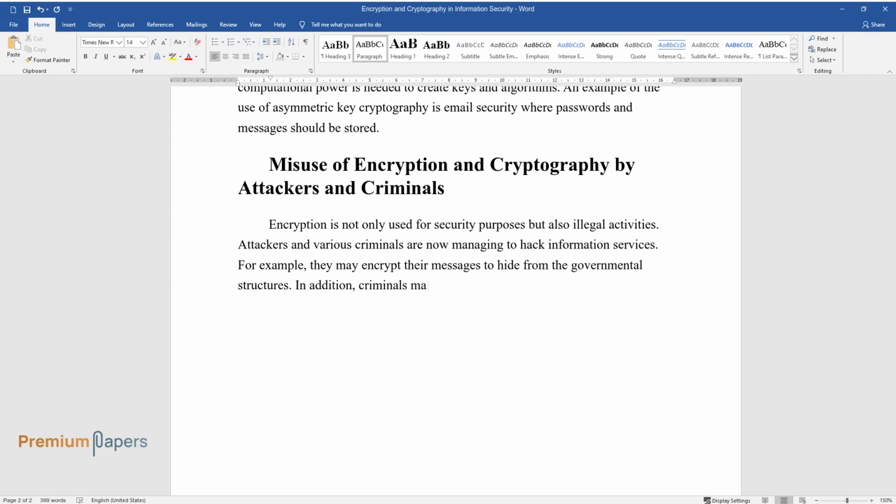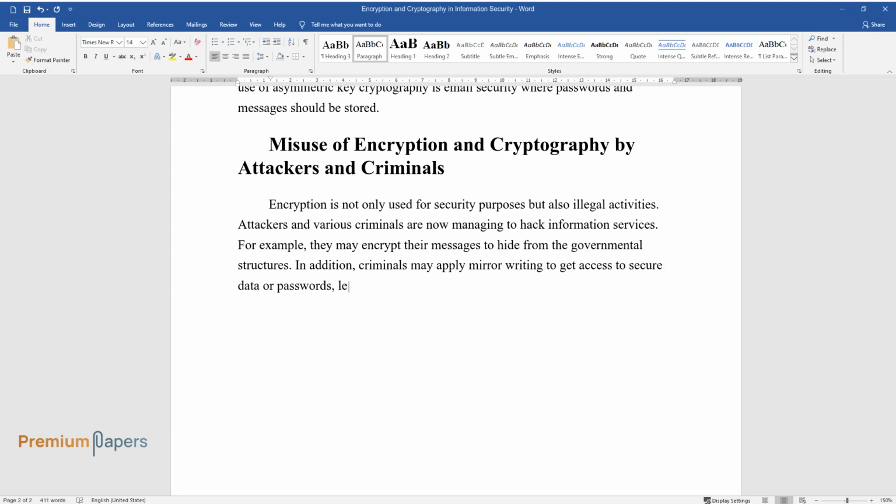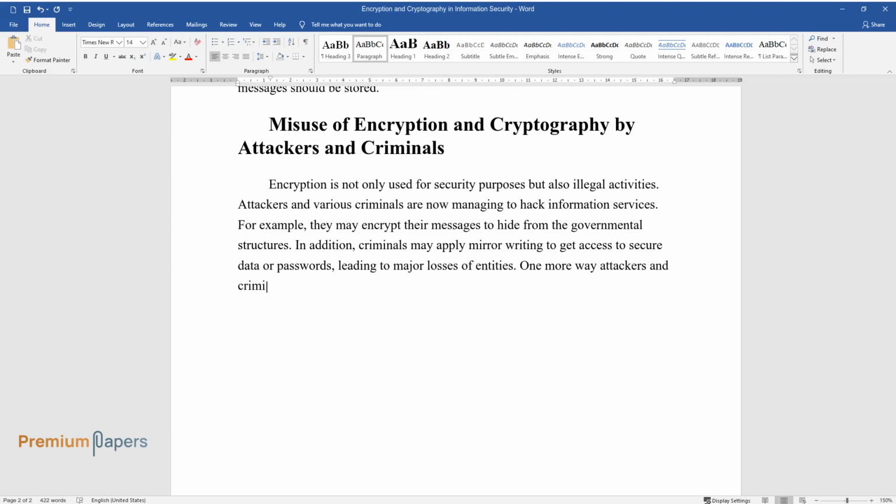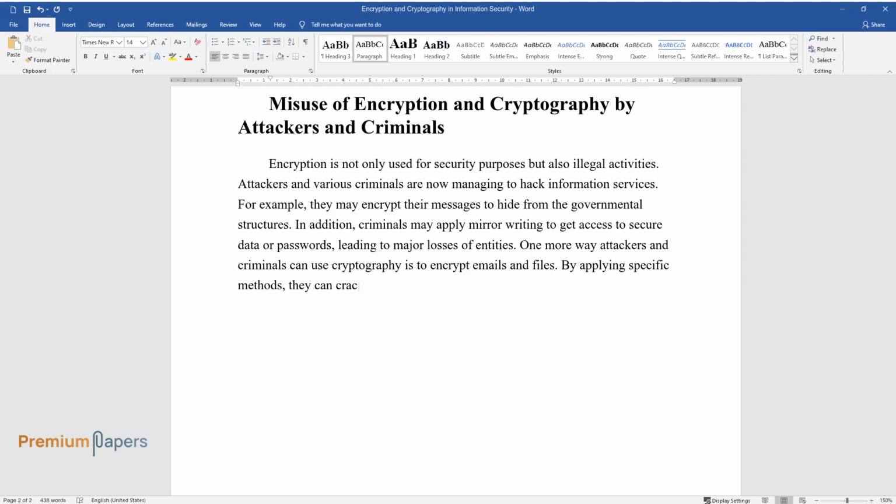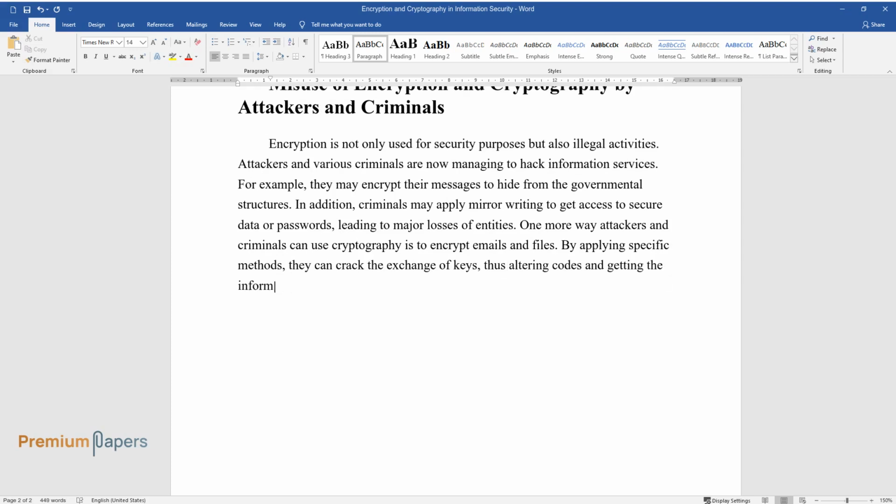In addition, criminals may apply mirror writing to get access to secure data or passwords, leading to major losses of entities. One more way attackers and criminals can use cryptography is to encrypt emails and files. By applying specific methods, they can crack the exchange of keys, thus altering codes and getting the information they need.